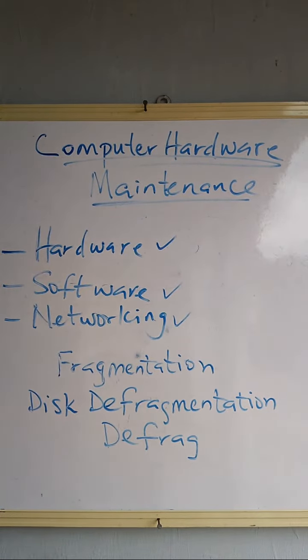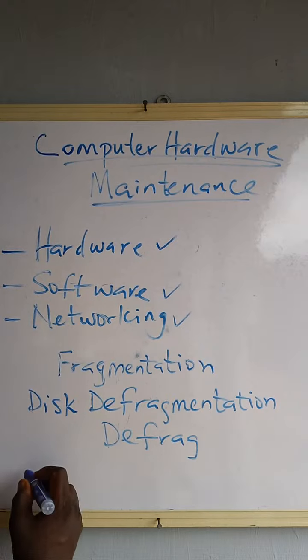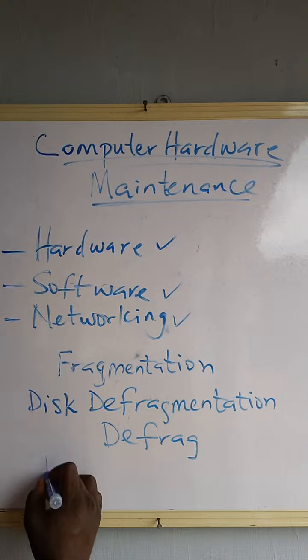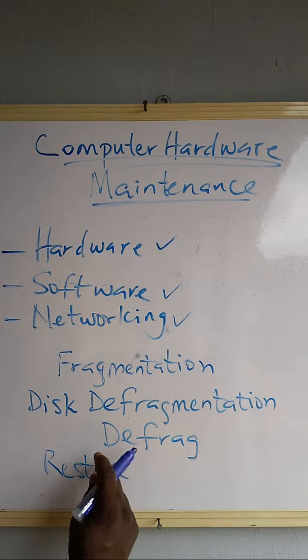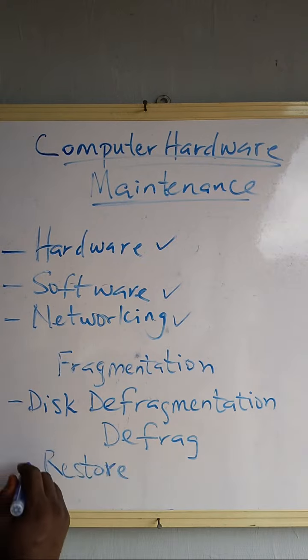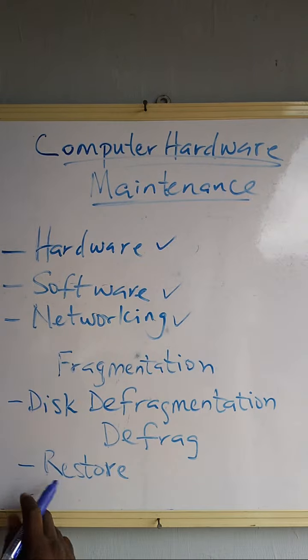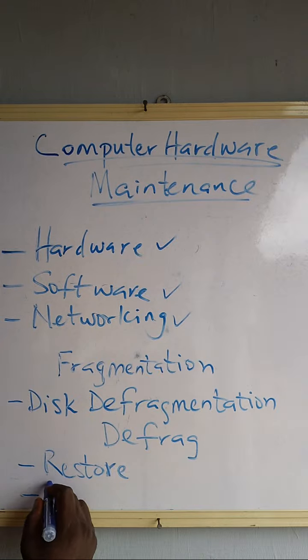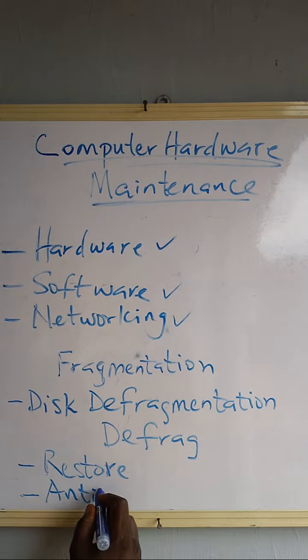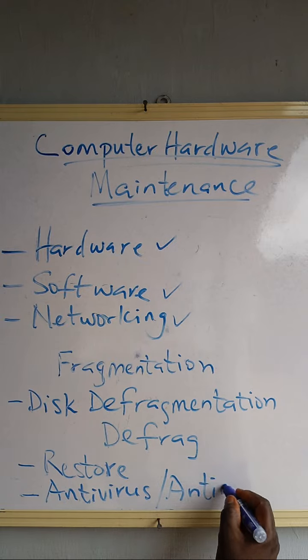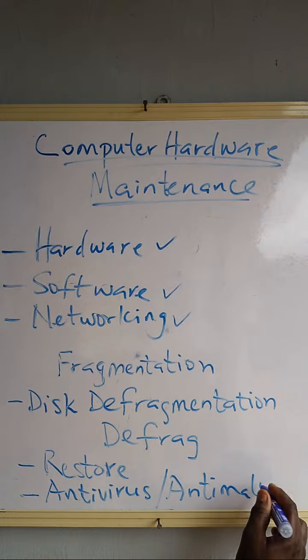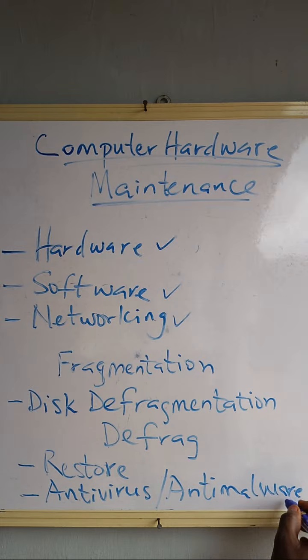Also, another way by which you can carry out software maintenance may be through restore. We can restore. Defragmentation, restore. Then protection using antivirus, which is maybe anti-malware, and so on. These are various ways by which we can carry out software maintenance.